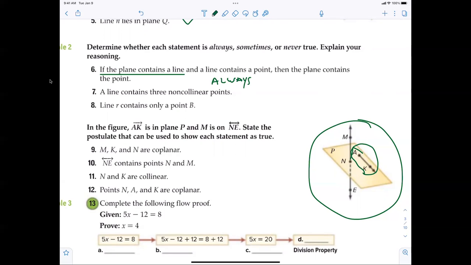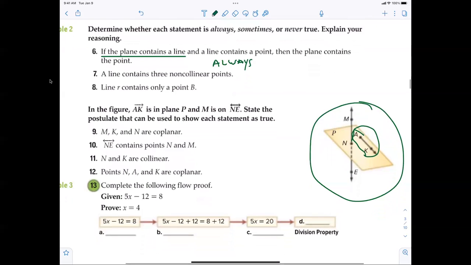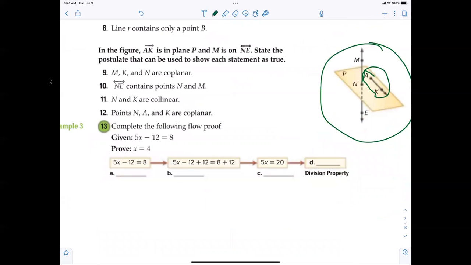All right, next. Line R contains only a point B. False, because it has to contain at least what? At least two. All right, I like that. Okay. So now you can kind of read over 9, 10, 11, and 12 for me.